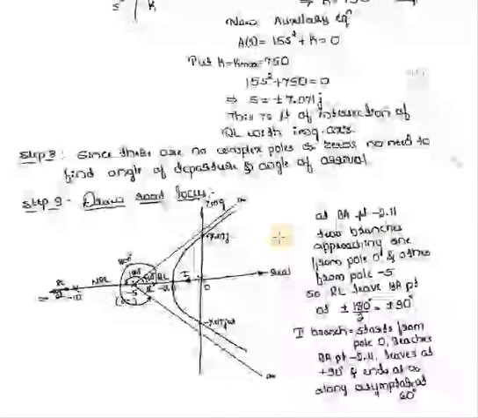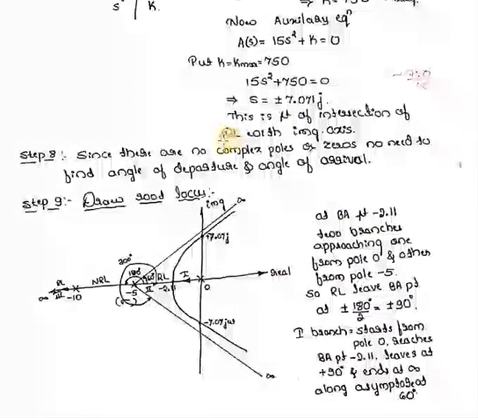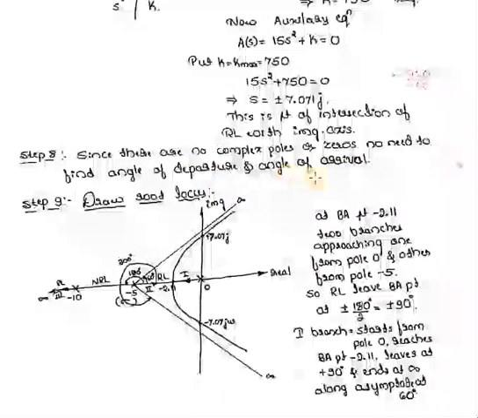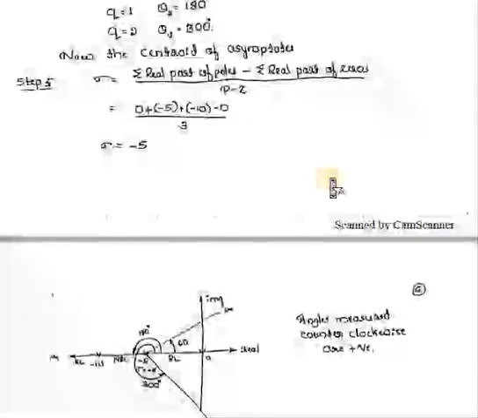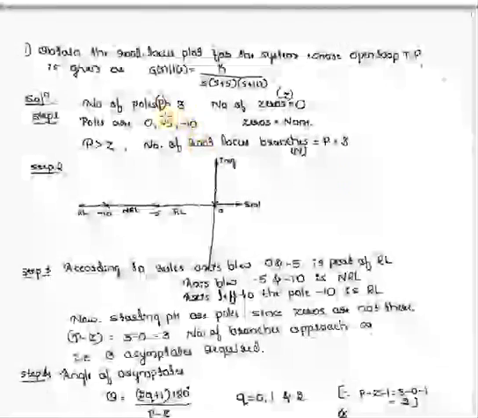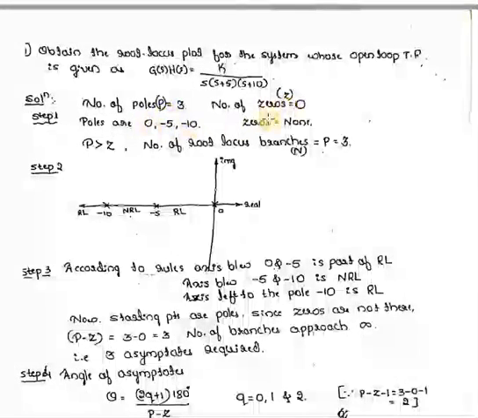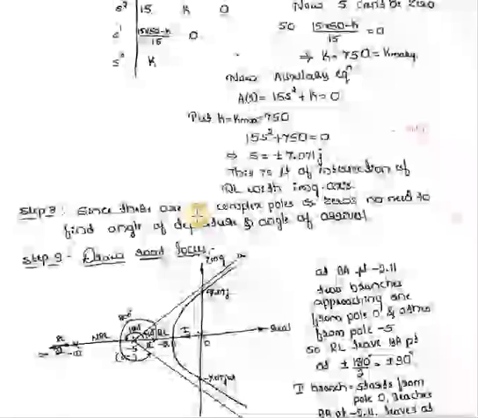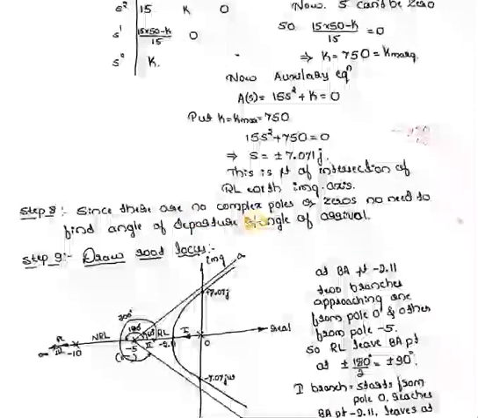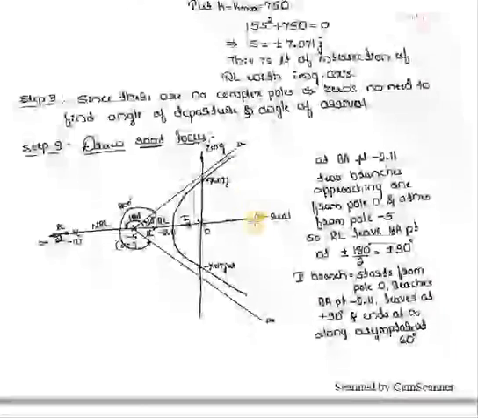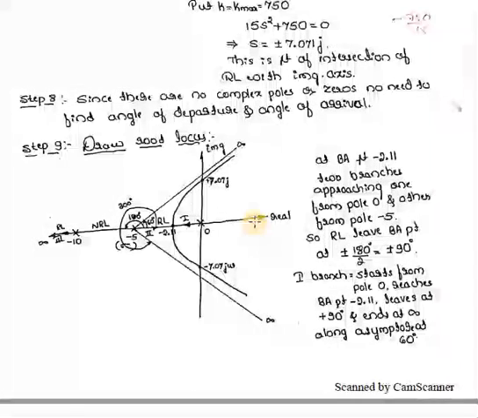For the 8th step here, there are no complex poles or zeros. No need to find the angle of departure and angle of arrival, because here these are all real poles and zeros are none. If you are having complex poles or complex zeros, at that time you have to carry out this 8th step. That is, you need to calculate the angle of departure or angle of arrival.